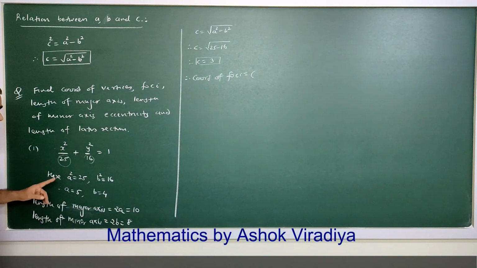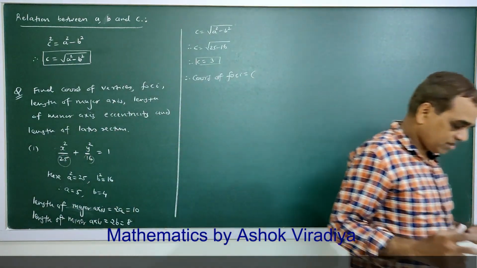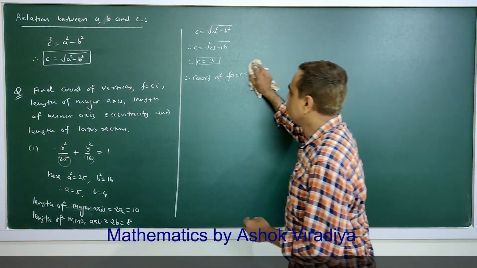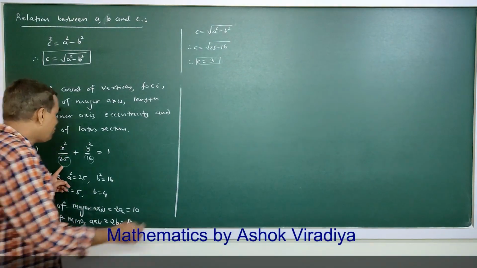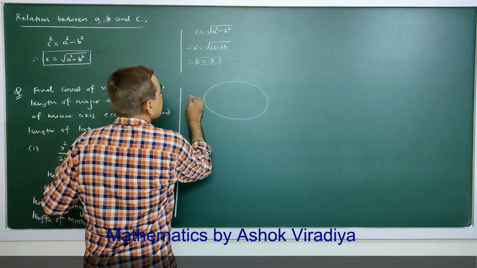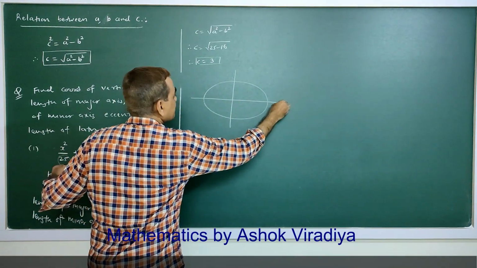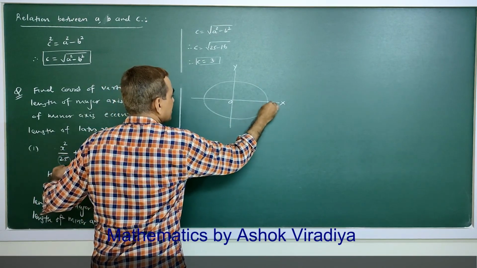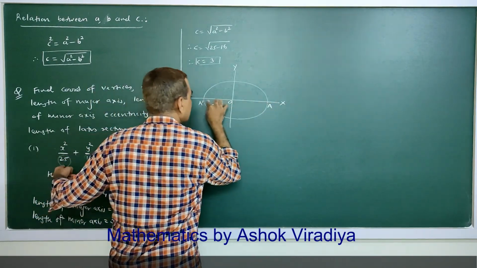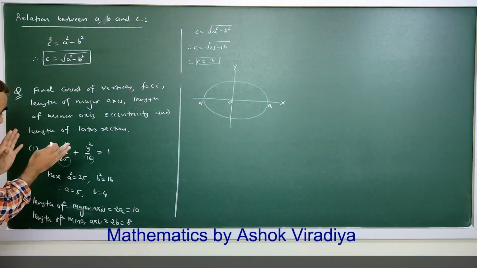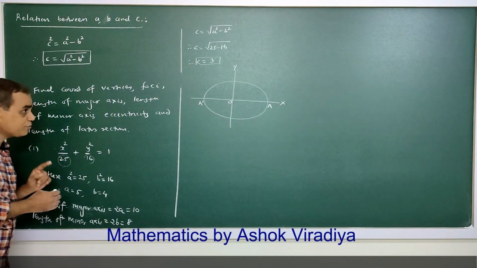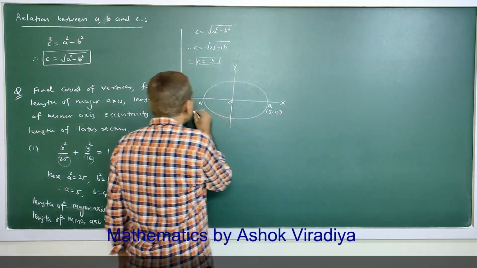So here the major axis is along the x-axis. See, from the equation you can imagine a sketch. To avoid mistakes in calculation, you can imagine a diagram, because the denominator of x square is greater. So the major axis is along the x-axis, minor axis is along the y-axis. This will be the sketch. Here a dash, these are vertices. So from this equation, the denominator of x square is 25, so put here 5, 0, here minus 5, 0.